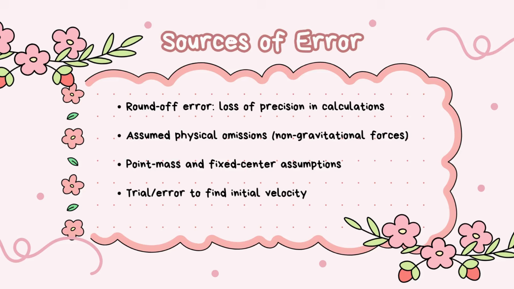Additionally, we assumed many physical omissions throughout this lab, such as that we didn't regard anything that wasn't the force of gravity. We just ignored it. And then also we always assumed point mass and fixed center assumptions, so something wasn't moving, and we weren't calculating its velocity update for every object in our systems. And we also had trial and error. We used trial and error to find initial velocity.